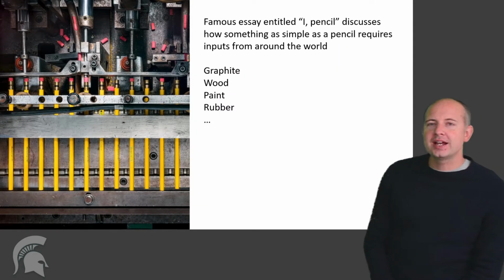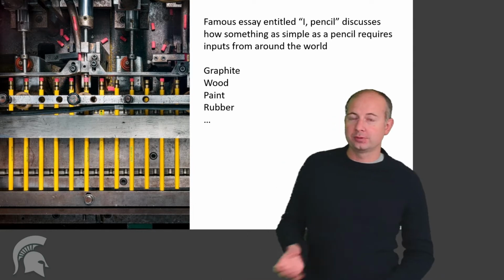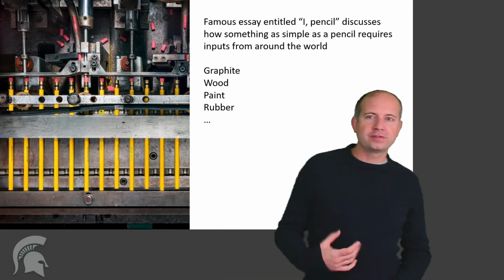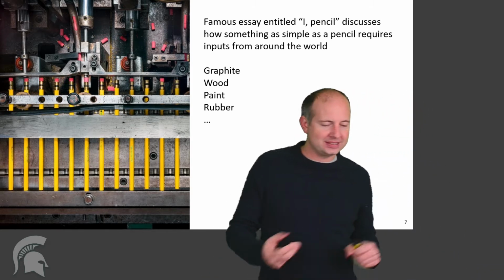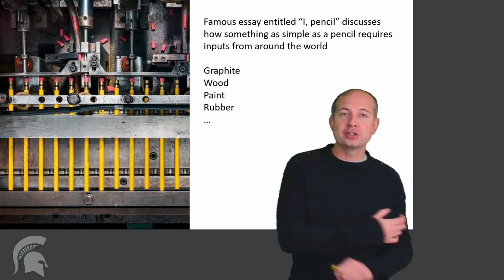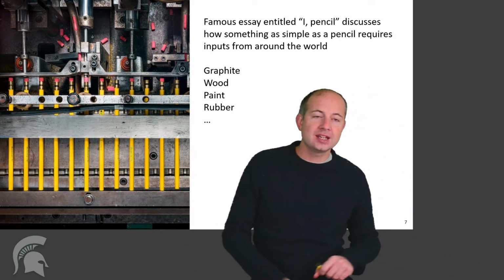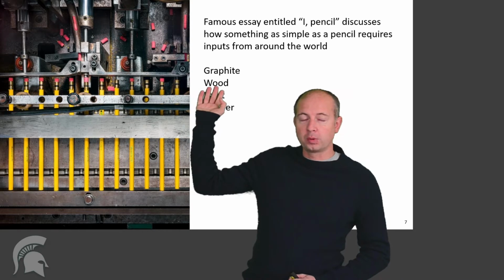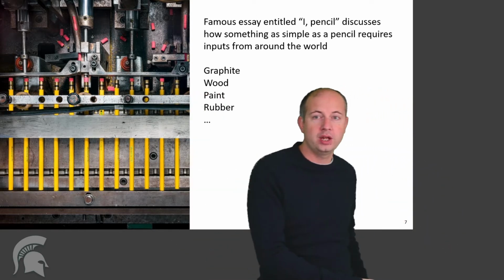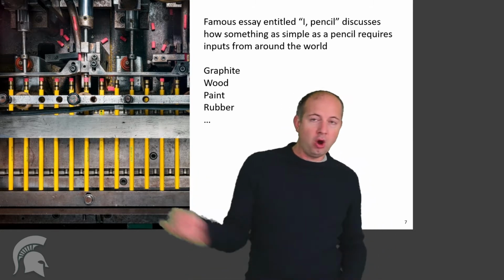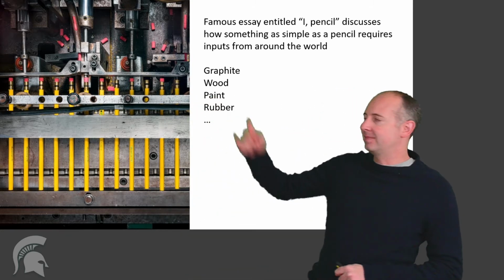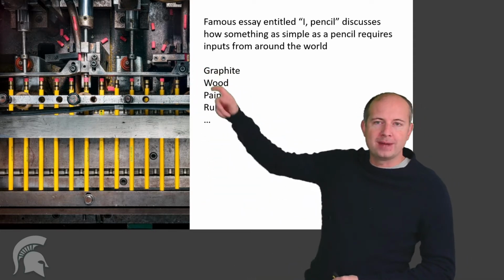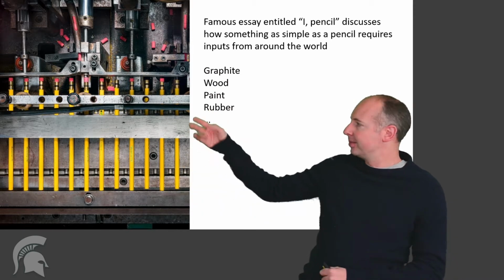I show it because there was a famous essay called I, Pencil that was written a long time ago, and it discusses how something as simple as a pencil requires inputs from around the world. So the essay starts by saying that I am just a simple pencil, but there is no one in the world who can make me, because someone in the world knows how to mine the graphite, and there's someone else who knows how to grow the trees, someone else who knows how to process the wood, someone else who knows how to take the wood, put a hole in it, and put the graphite through, someone else who knows how to come up with the paint, the rubber comes from somewhere else, and these come from all over the world, right? The place where there's a graphite mine is not going to be the place where you are able to find the rubber.